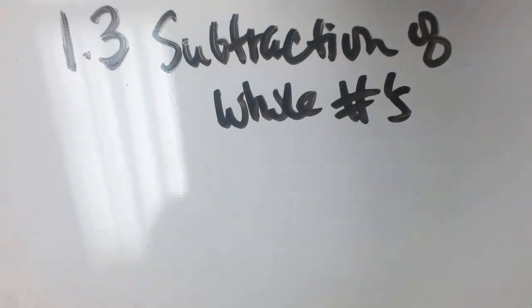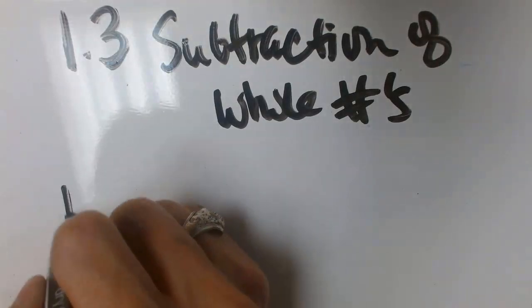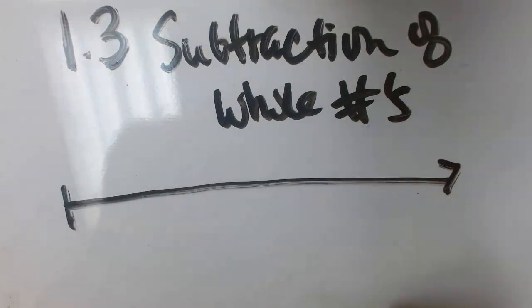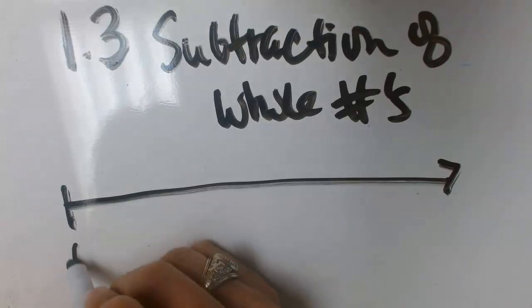Okay, this is going to be part of lesson 1.3, and we're going to talk about subtraction of whole numbers. Just like we did earlier, we added numbers that were whole numbers. Now we're going to subtract, okay? And when we say subtract, we're going to take away. How does that look on a number line? So we'll use this as an example.